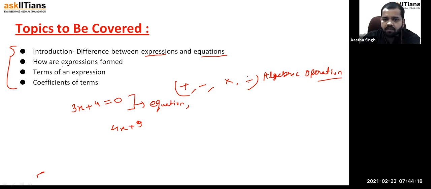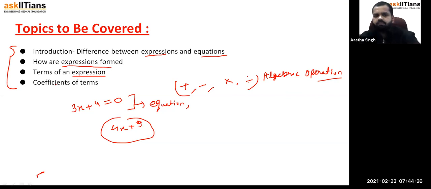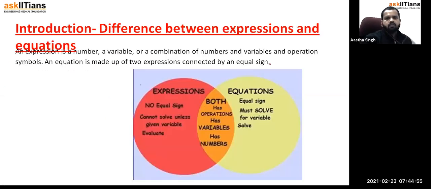Then we study how the expressions are formed. Then terms of an expression. How many terms are there in an expression? Then we study about coefficients of terms. Basically, in today's lecture, we want to study the terminology of algebraic expression, how algebraic expressions are formed, what is the difference between your algebraic expression and your equation, right? What is coefficient, what is variable. We'll basically study the terminology. So yeah, difference between expression and equation.